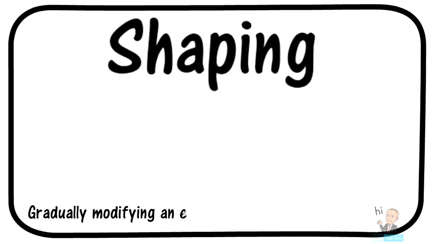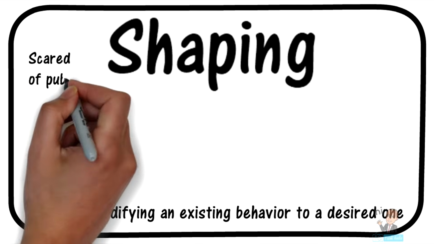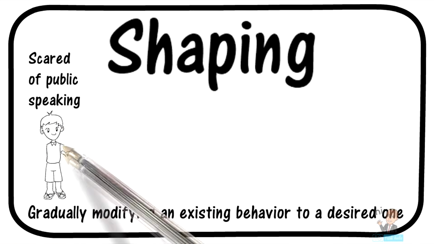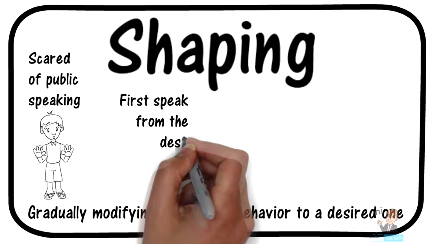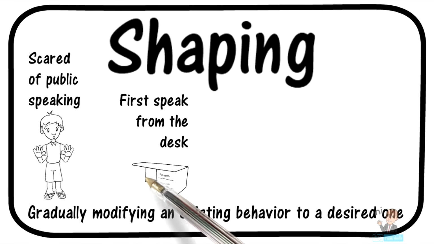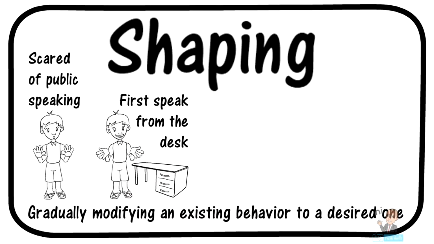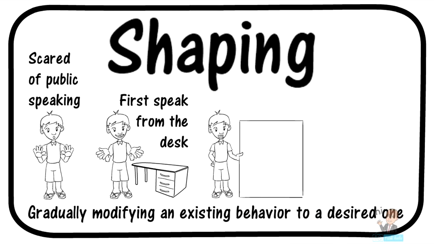Shaping is gradually modifying an existing behavior to a desired one. For example, let's say a student is afraid of public speaking, specifically giving a speech in front of the class. Begin shaping by first having the student speak just from his desk. Start while seated and then move to standing and speaking. Once comfortable with that, let them come to the front and simply read note cards or use posters as a support.